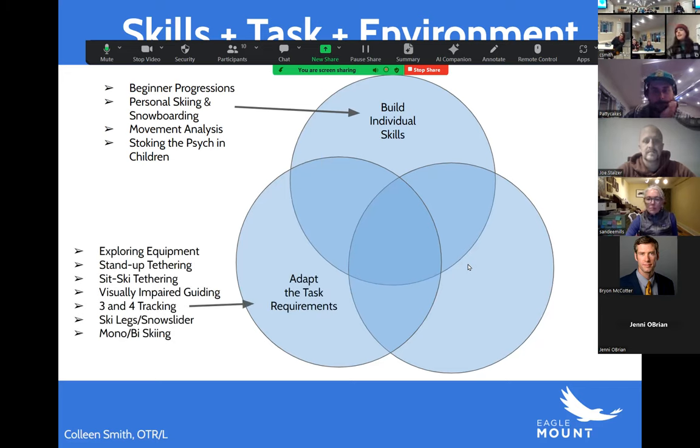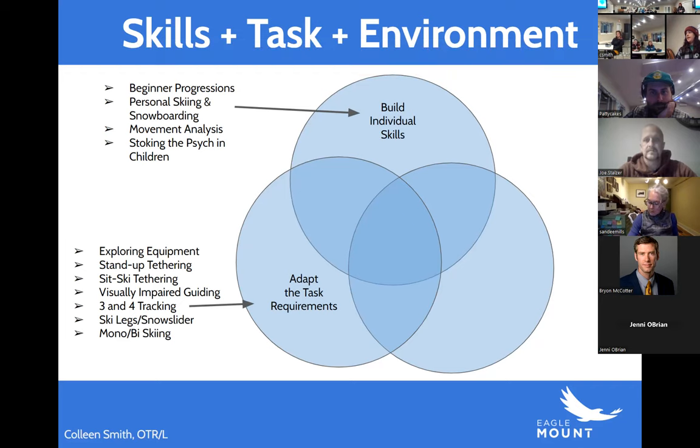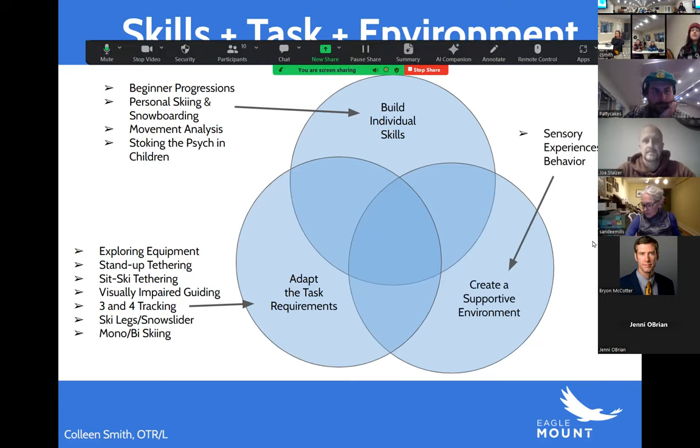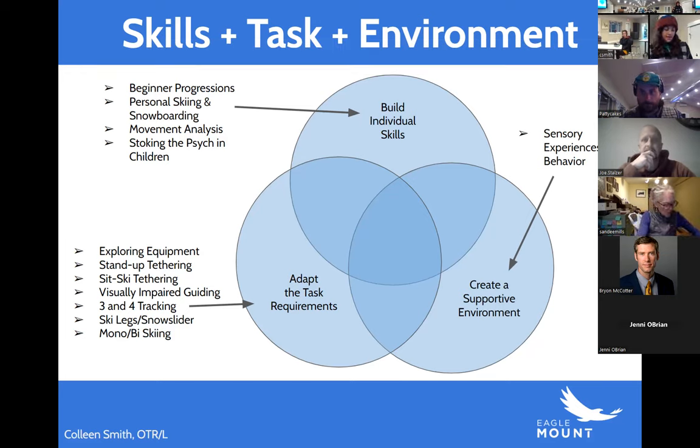We can also adapt the task or the requirements. We can make skiing look a little different by looking at our equipment lessons, like if people need physical adaptations to get out there on the hill, that would be changing the task. And then the other piece that's sometimes more elusive is creating a supportive environment for that student. We can do some of that by looking at sensory and behavior theories and using those in practice on the snow. The goal is to create the best ski lesson ever by combining all of those areas.